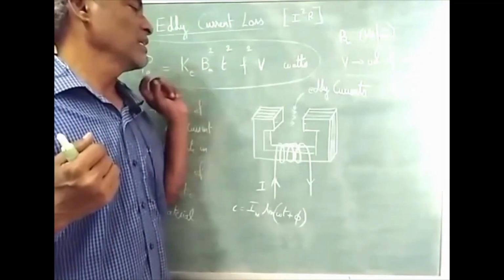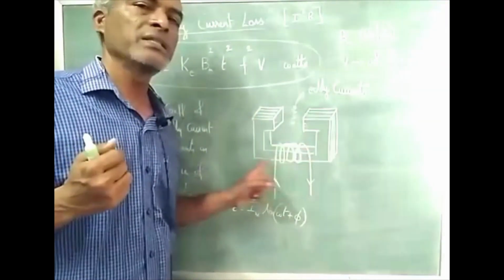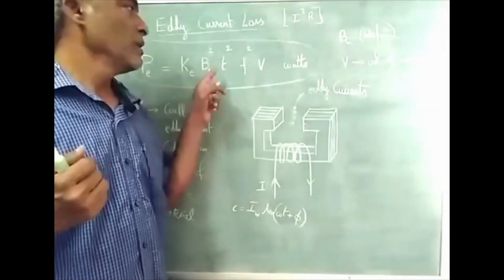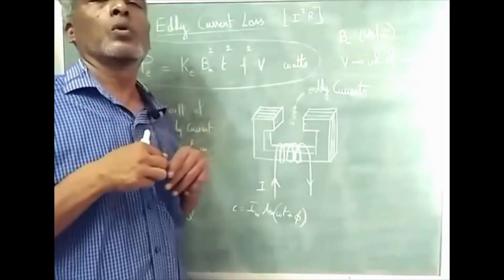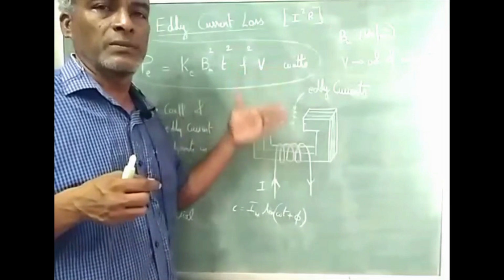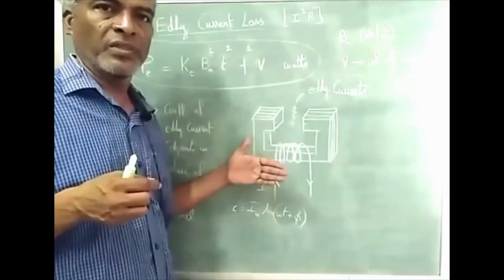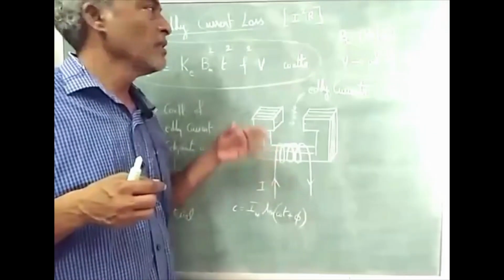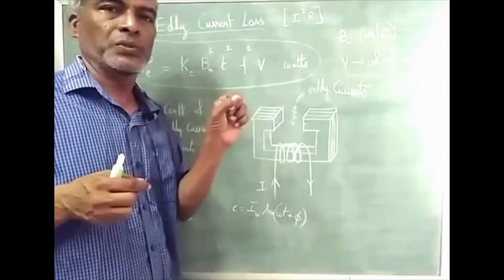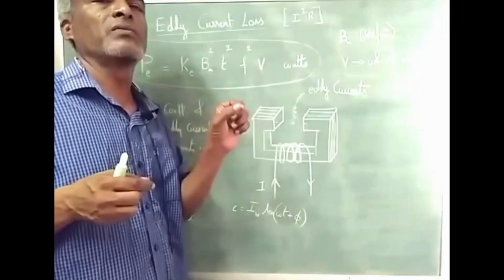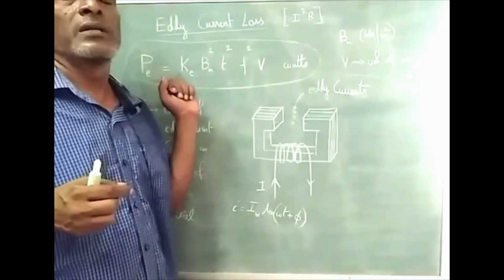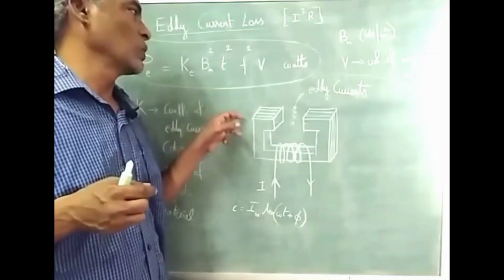Next, the thickness. If you use a single piece, then the loss is high. If you bring this value to a lower value, that means you serrate it, cut it into small perforated thin sheets, then this T value, the thickness of the magnetic material, will reduce. Therefore, you can reduce the power loss in the core.